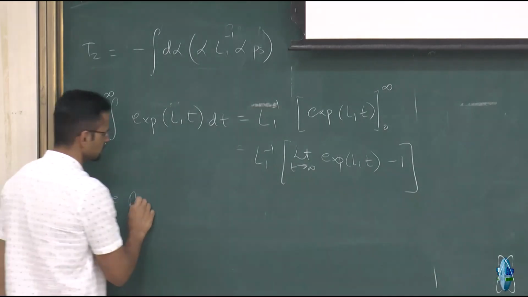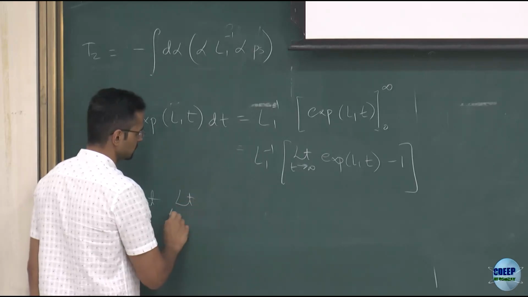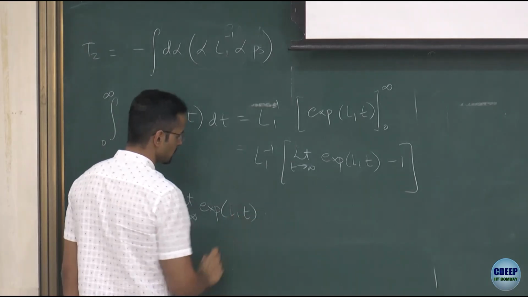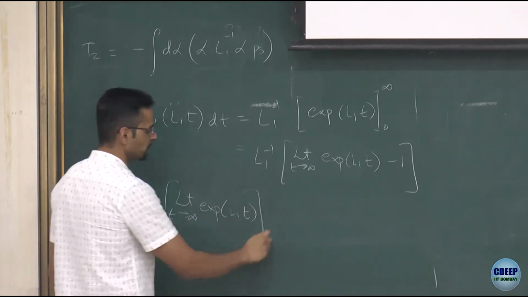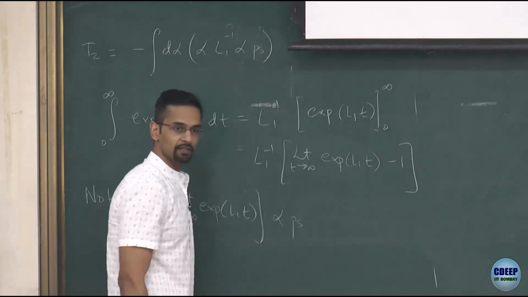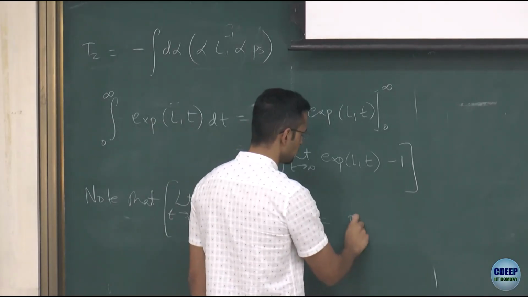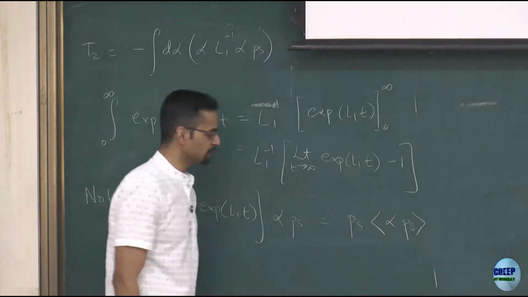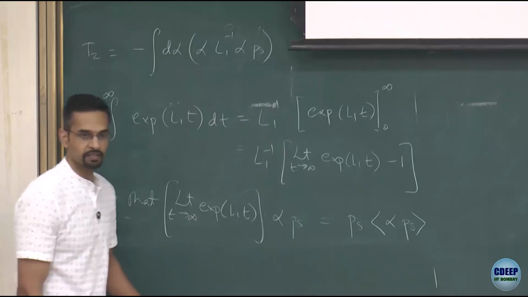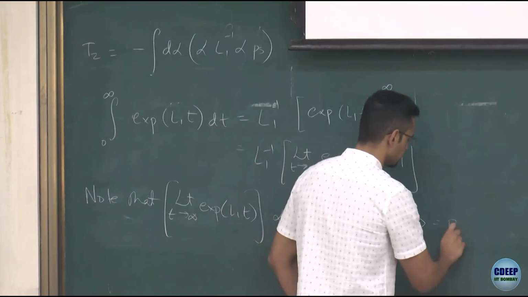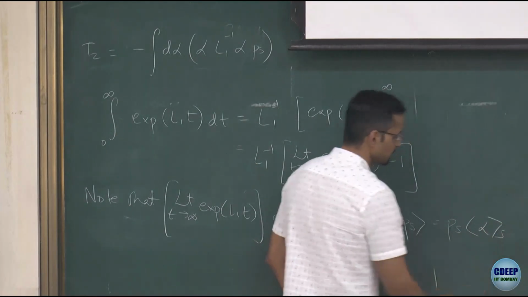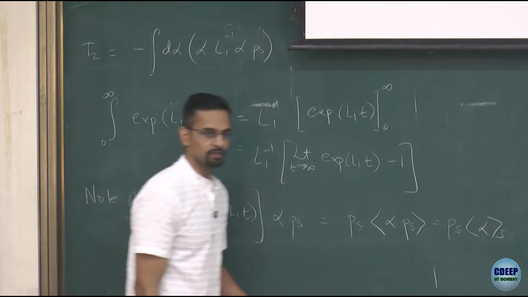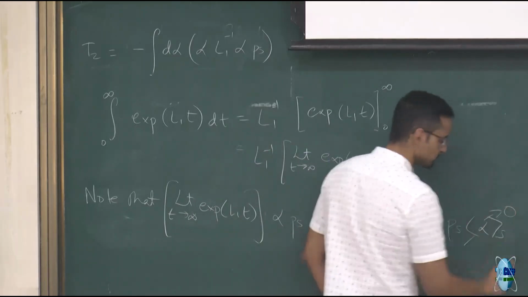So if we note that, this operator acting on alpha PS, using what we had shown before, is just PS times the integral over alpha of alpha PS. But once again, that is just PS times the stationary mean of alpha, which I know is 0. Okay. So that is 0.